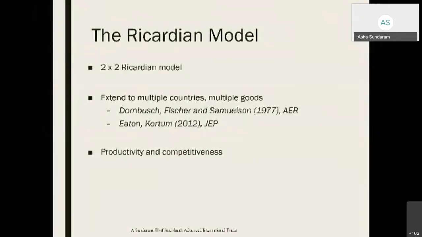And then I'm going to extend that model to multiple countries and multiple goods. So we are going to do two models that are extensions. The first is the Dornbusch Fischer Samuelson model. And the second one is the Eaton Kortum model. Now, when I do the Eaton Kortum model, those of you who are interested in gravity will know that Eaton Kortum is actually one of the ways in which you can provide a theoretical foundation for the gravity model. So the Eaton Kortum model is very useful because, in a sense, it provides the theoretical foundation for the gravity model of trade, which is a very popular empirical model.